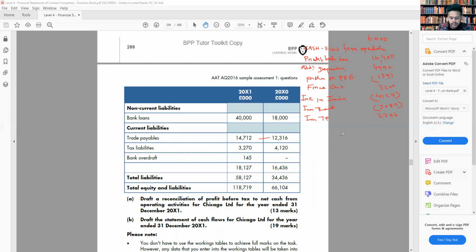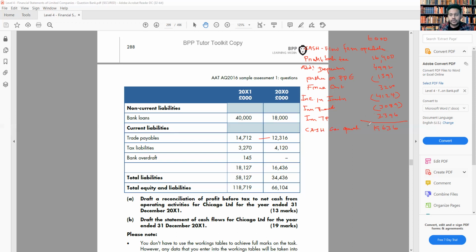Okay, so let's move on. So that's it from our cash from the operating activities. So I'm going to say added all of this minus the bracket sign. So that will give me 19,636. That is my cash from operation. So cash generated from operation.